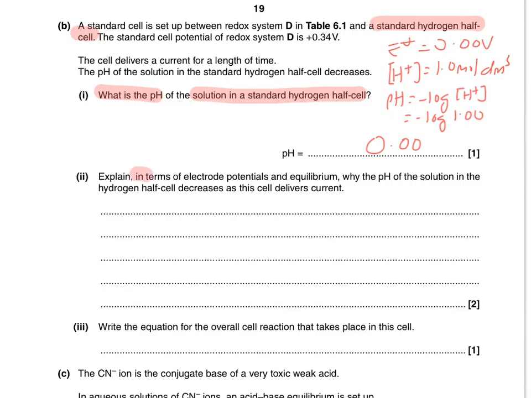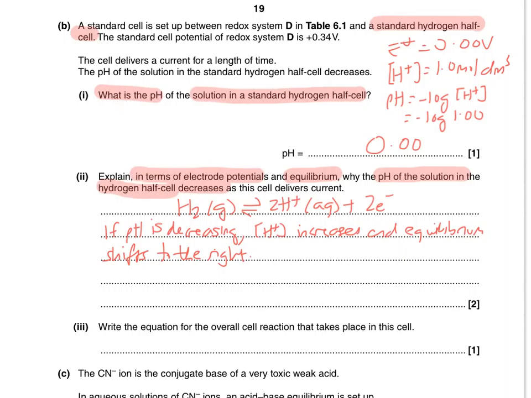So the next one asks you to explain in terms of electropotentials and equilibrium why the pH of the solution in the hydrogen half cell decreases as this cell delivers current. So the thing to do is to write up the equilibrium so you understand what's going on and then you can say something about it, like that. So if the pH is decreasing, you're getting more H plus ions, so that must mean it's shifting to the right.